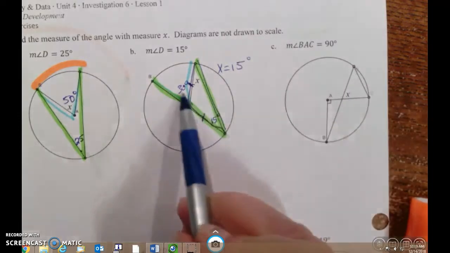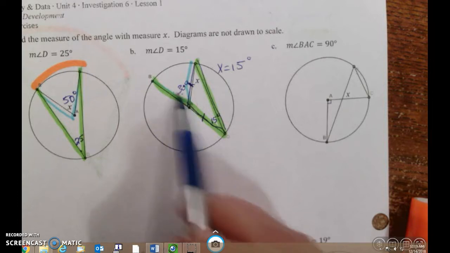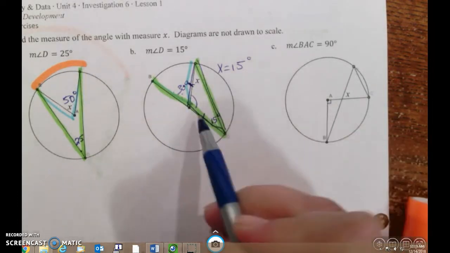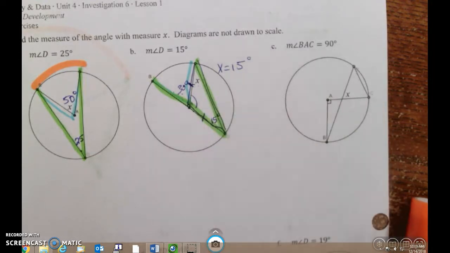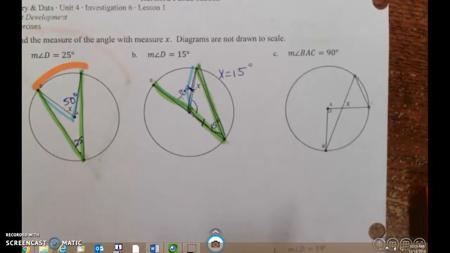Or you could find that this obtuse angle in the triangle is supplementary because these are a linear pair. So this angle would have had to have been 150, and then subtracting 150 and 15 from 180, you still would find that x is 15. C, unless I'm losing my mind, I think there's a mistake.